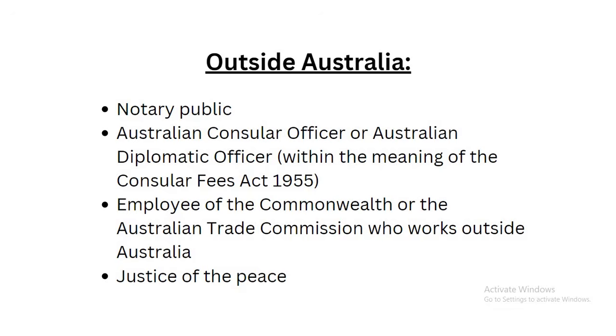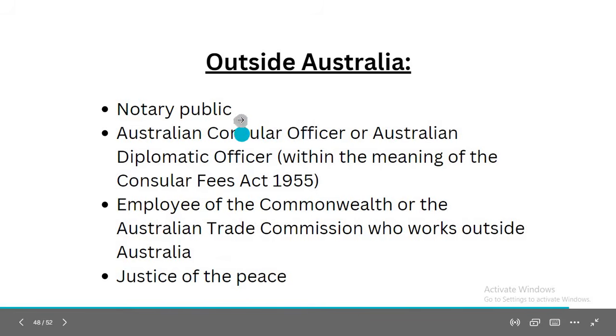Okay. Now, how to get your documents certified? Because you are applying from outside Australia, definitely. So, who can do the certification of your documents? It can be a Notary Public, any Australian consular officer or Australian diplomatic officer, right? Then an employee of the Commonwealth or the Australian Trade Commission who works outside Australia, or the Justice of Peace, right? So the most common one is the notary public.